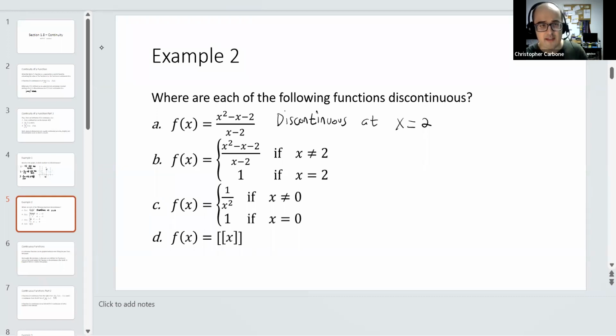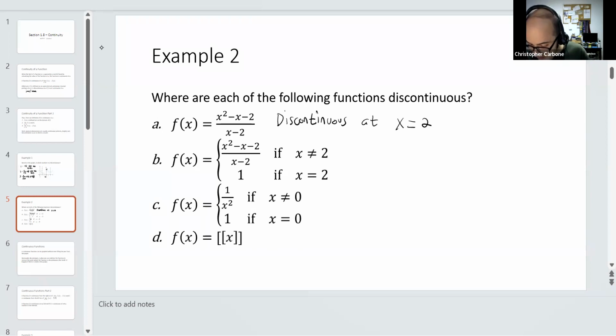So the only time it won't exist, since polynomials are always continuous, is if the denominator is 0. So that's when x is 2 in this case. For b, f of x is equal to x squared minus x minus 2 divided by x minus 2. If x is not 2, we just saw it's discontinuous at 2 from part A. But now, for values of x being 2, we get a function value of 1.